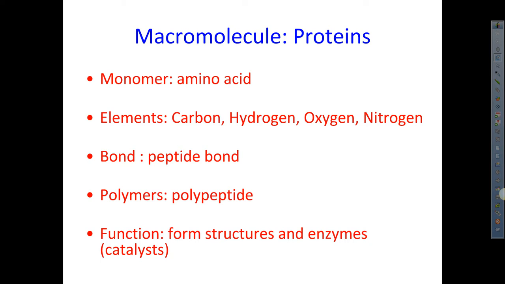The bond between amino acids when building a polypeptide is called a peptide bond. And the polymer is a polypeptide or a protein. Okay, you'll have those words interchanged.